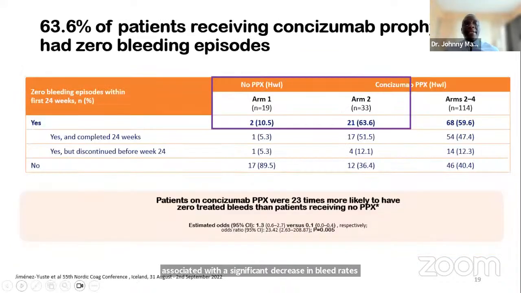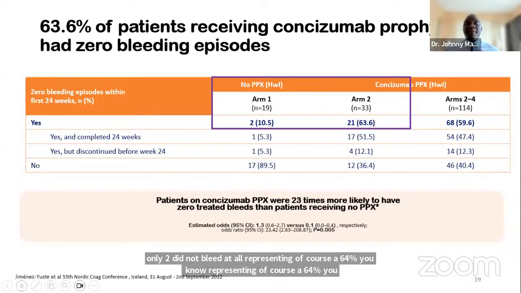And what we've started to measure in all of these therapies now is the proportion of patients with 0 bleeds. In the context of concizumab, there were 64% of the patients receiving concizumab prophylaxis who had 0 bleeds, as shown in this table. In arm 2, out of the 33, 21 did not bleed during the study period. In arm 1, out of the 19 that were included, only 2 did not bleed at all, representing, of course, a 64% proportion of patients with 0 bleeds in the concizumab arm.